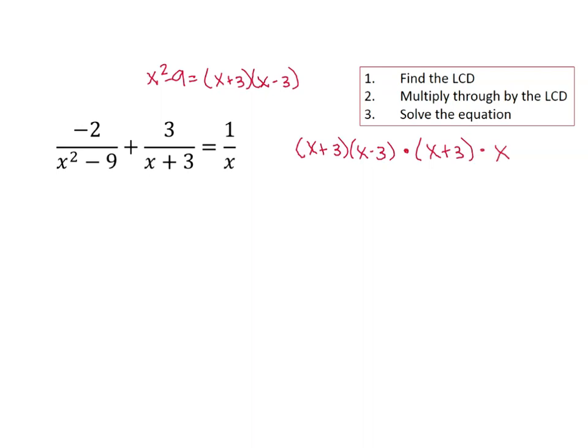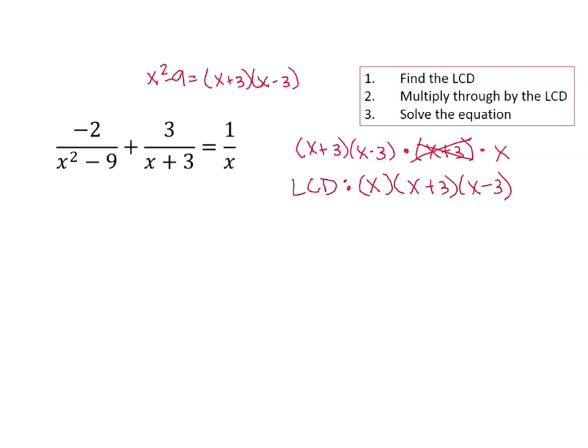Now, I don't need to have x plus 3 in there twice. So I only need it once. So I'm going to get rid of this one. I could get rid of either one, but that means that my LCD is going to be x times x plus 3 times x minus 3.